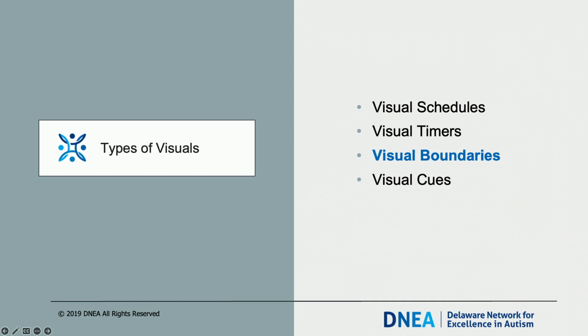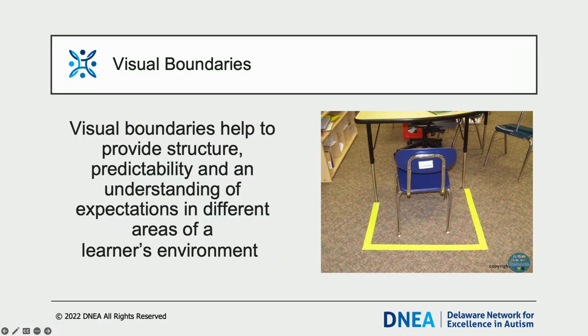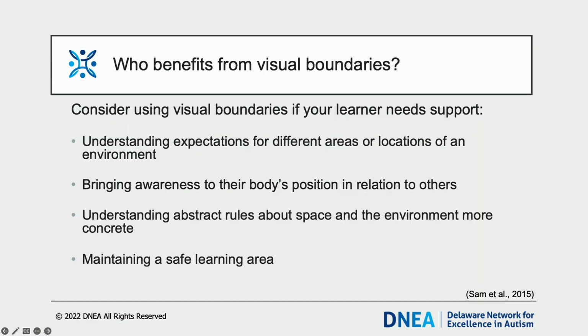Now, we're moving on to talk about visual boundaries. Visual boundaries help to clarify what happens in a particular space, what is contained in that space, what is located in that space, and what to attend to in that space. You may consider using visual boundaries if your learner needs support understanding expectations for different areas or locations of an environment, bringing awareness to their body's position in relation to others, understanding abstract rules about space and the environment more concretely, or maintaining a safe learning area.